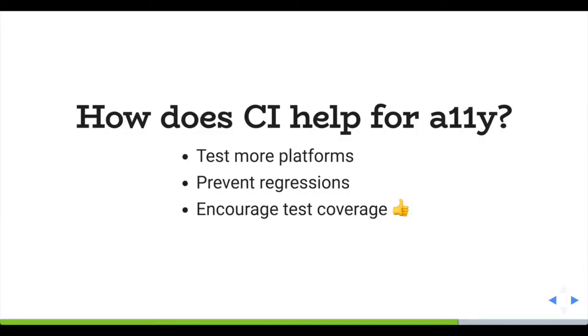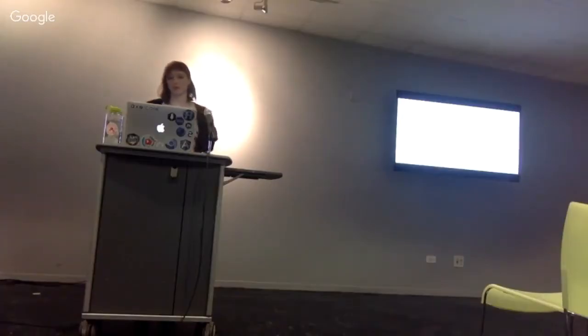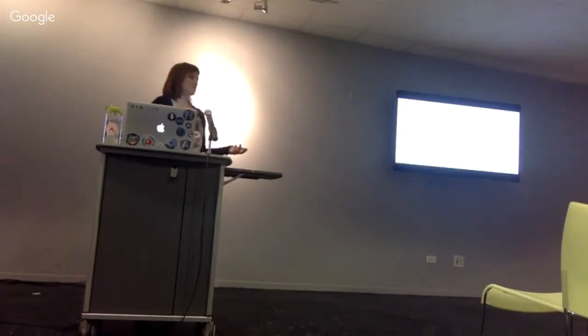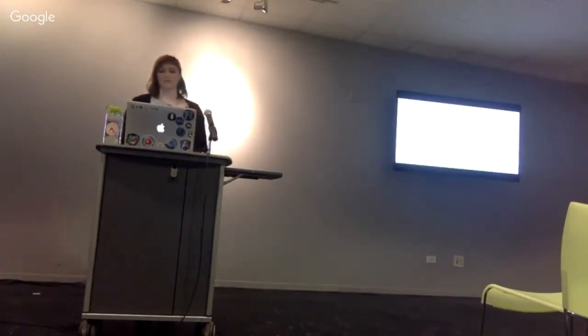So how does CI help for accessibility? Well, it really helps you test on more platforms that you don't have physically in front of you. If I'm a Mac user and I want to run it against Edge or some Linux version, or maybe mobile devices using Sauce Labs or something like that, it really expands your reach to these other platforms that can be really useful if you're writing accessibility tests.